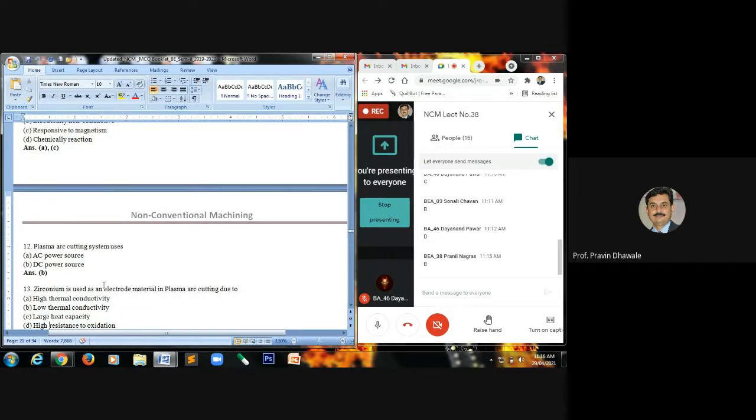Right. Zirconium is used as an electrode material in plasma arc cutting due to: why do we use zirconium as the electrode material in case of plasma arc machining? High thermal conductivity, low thermal conductivity, large heat capacity, or high resistance to oxidation. What will be the correct answer? D, that is high resistance to oxidation. Very nice, Diana.